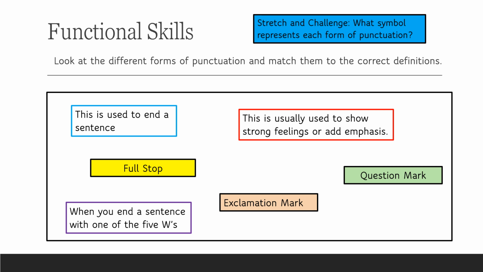So we have, for the definitions, this is used to end a sentence. When you end a sentence with one of the 5 W's, this is usually used to show strong feeling or add emphasis. Now if you'd like a bit more time, please feel free to pause the video here, but what we're going to do is we're going to jump ahead and we're going to look at the definitions correctly matched up in the next part of the video.